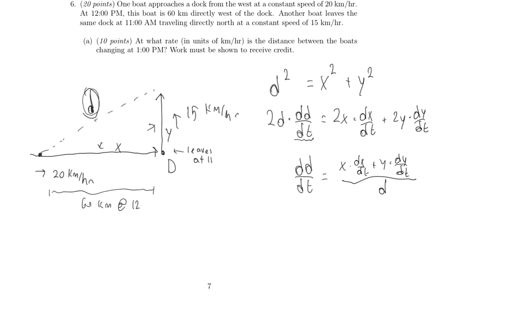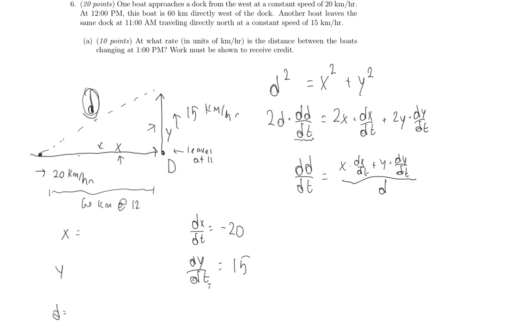Now we need to figure out what x, y, d, dx/dt and dy/dt are. dx/dt, we can figure out pretty quick. How is this distance changing? It's moving 20 kilometers an hour. It's tempting to put 20, but x is the distance to the dock. That's shrinking, because this boat's getting closer and closer, so it's changing as negative 20. dy/dt, well, that boat's leaving the dock, so that's growing, and that's going to be 15.